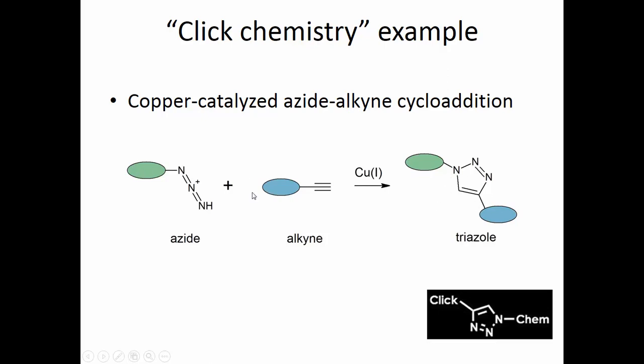These green and blue ovals represent any kind of chemical part or functional group that you want to bring together in one molecule. The click chemistry reaction puts them together in a single compound. This is a unique reaction in that the azides and the alkynes are going to react with each other to make this triazole, and they won't react with anything else.